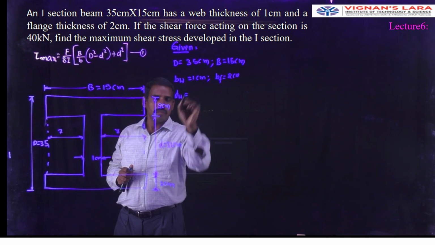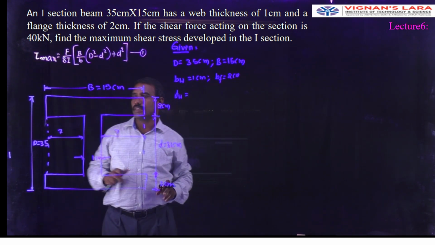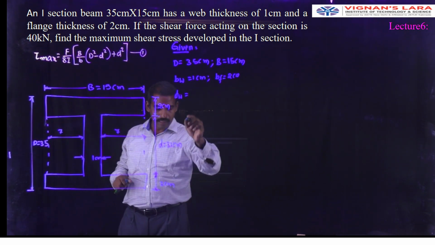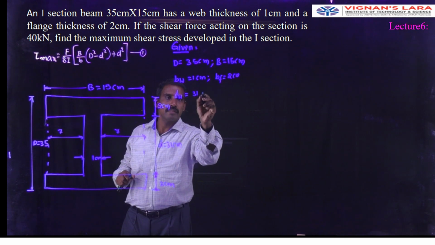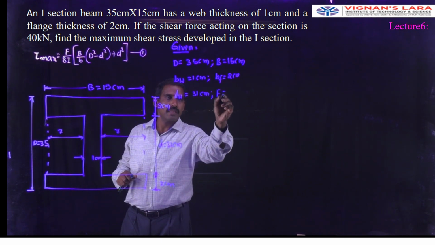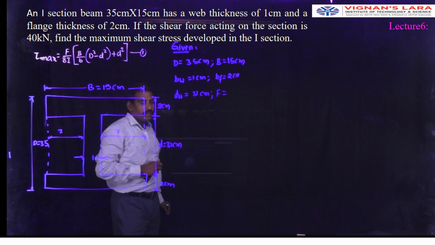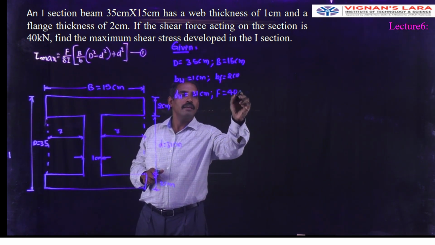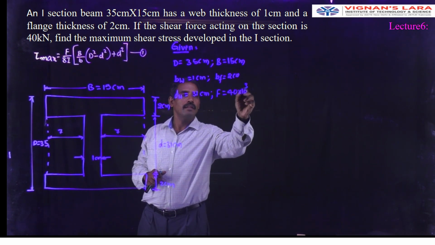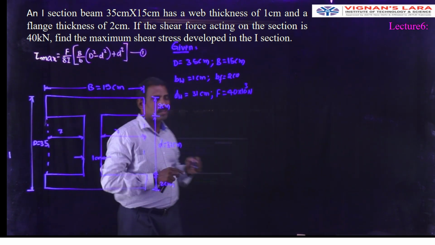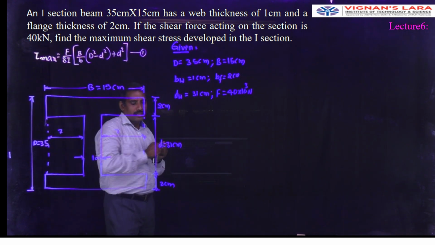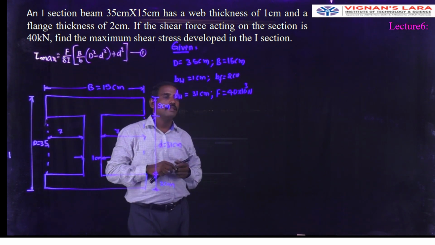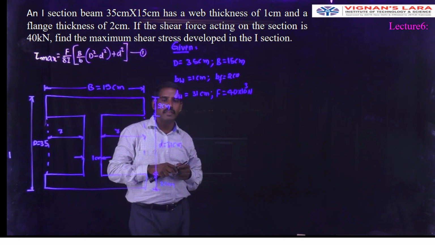And the depth of the web, dw, is equal to, total 35 minus 4, that is 31 centimeters. The shear force F is equal to 40 kilonewtons. It means 40 into 10 power 3 newtons. This is the given data. So the shear force on the section is 40 into 10 cube newtons, or 40 kilonewtons.